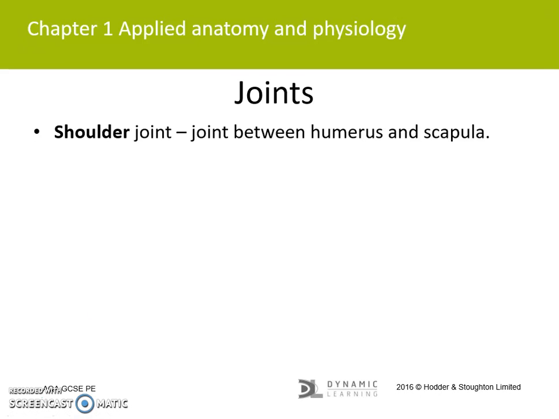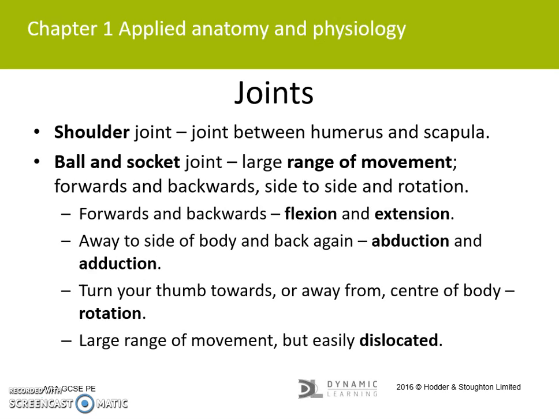You've also got your shoulder joint. So in your shoulder, you've got a joint between your humerus and your scapula. And again, don't worry if you don't know exactly where these bones are at the minute, because we'll be learning it in far more detail in class. And you've also got ball and socket joints. Now these have a large range of movement. They can go forwards, backwards, side to side. They can rotate around.